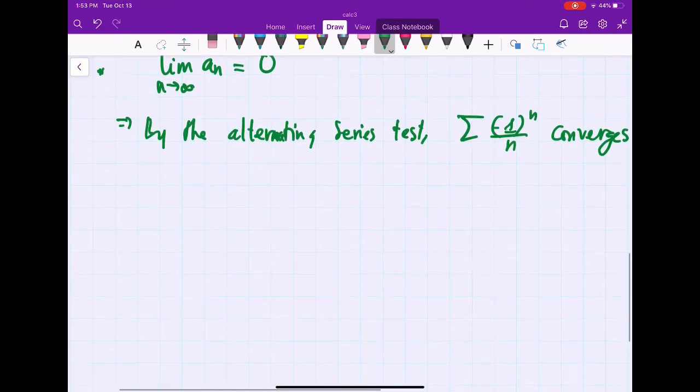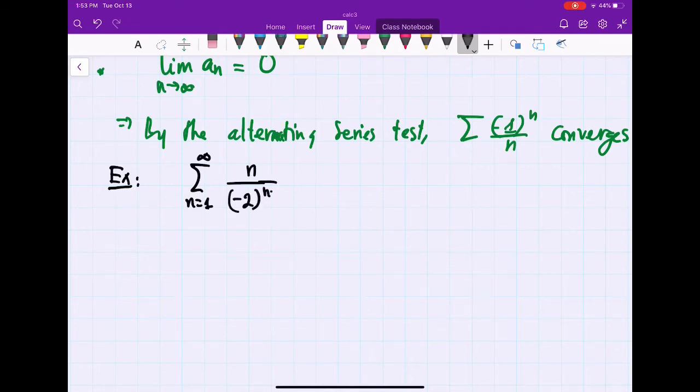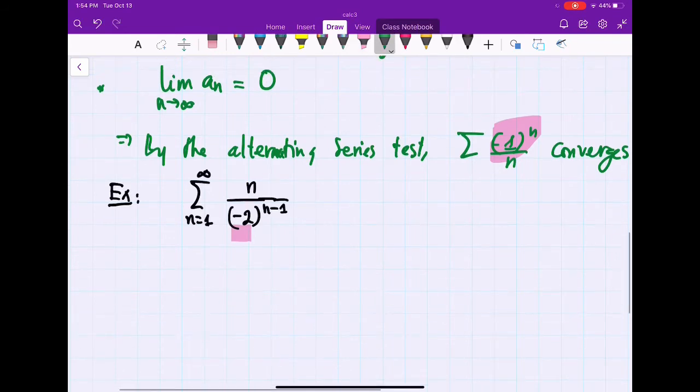Let's consider another example. The sum from n=1 to infinity of n over (-2)^(n-1). You don't see (-1)^n in this series in an explicit form, but it is right here when you have -2. So let's rewrite this series: the sum from n=1 to infinity, where -2 is -1 times 2, everything to the n-1.